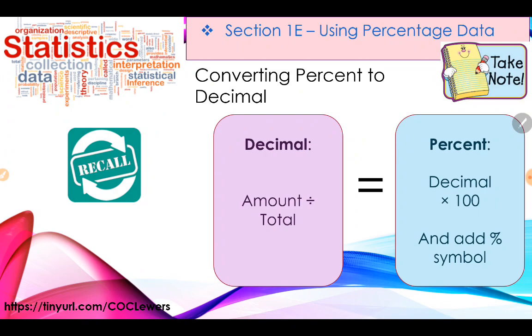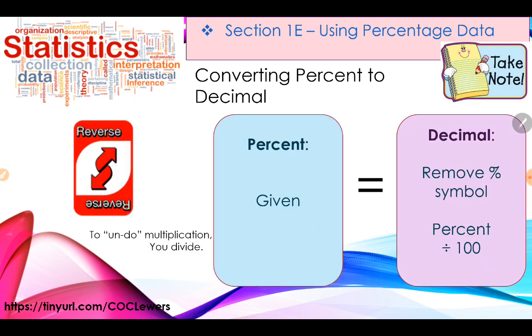Before we go into converting percent to decimal, let's recall what we got in 1B, which was when you start with a decimal, which is the amount divided by the total, we can change that to a percent by multiplying by 100 and adding the percent symbol. That's essentially multiplying by 100%. That's essentially multiplying by 1, so we're not changing the value, we're just changing the form.